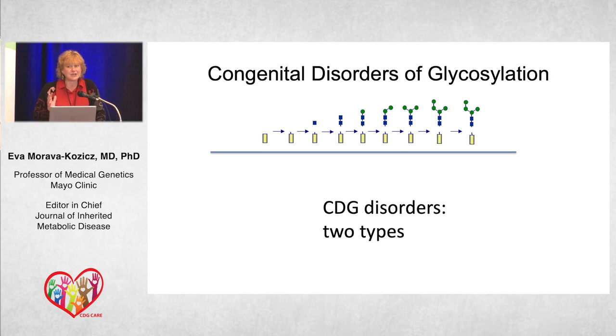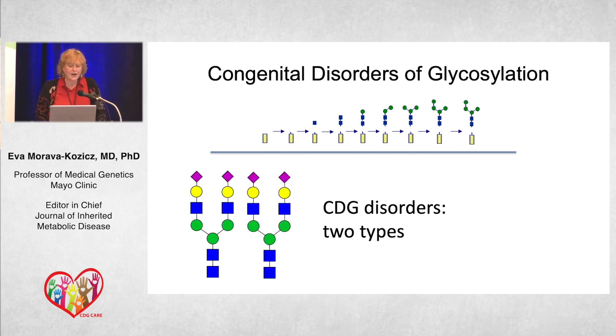So CDG is a very complex biochemical process, and as you see in the little schematics on the top, it's like a step-by-step build of a lipid arm catching a sugar, and the next sugar is getting on top, and every different step could be a different disorder. So that's how we are reaching almost 150 different types of CDGs.